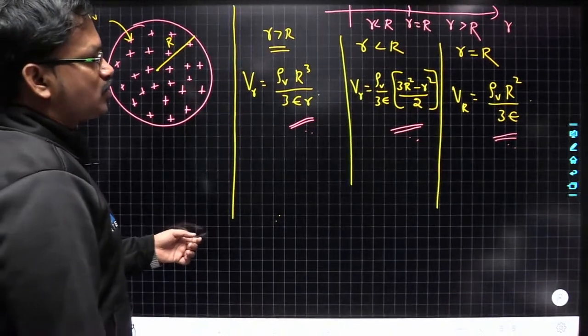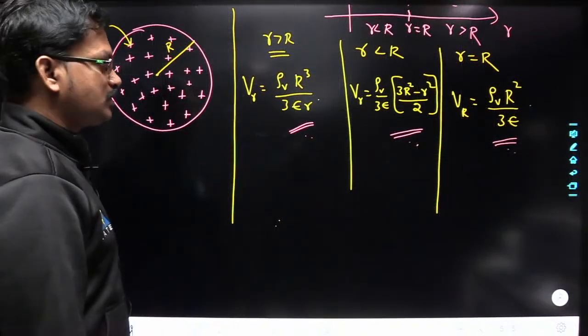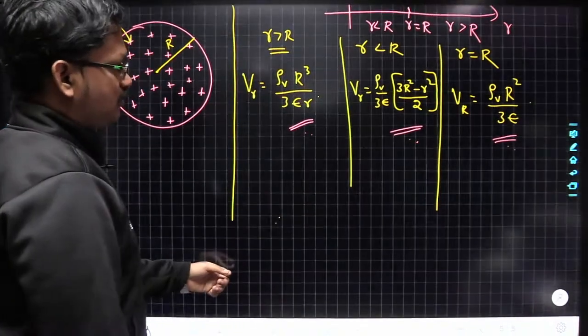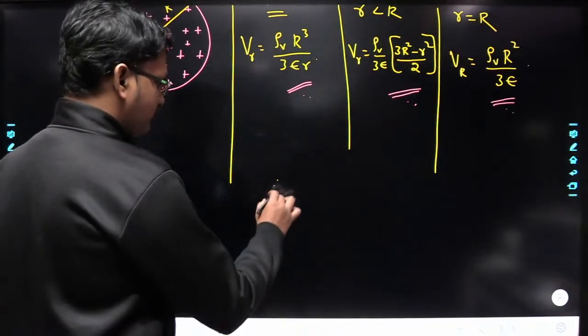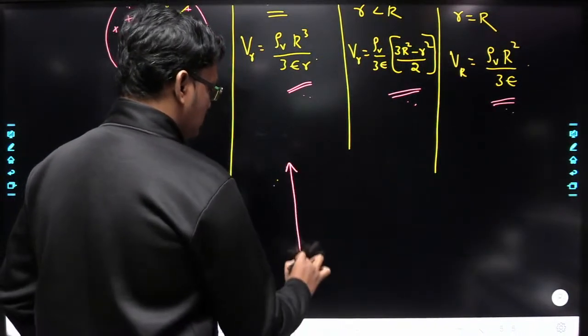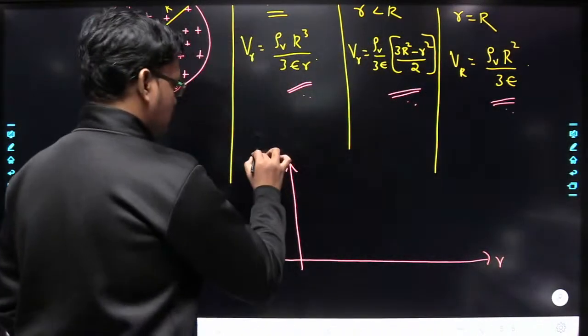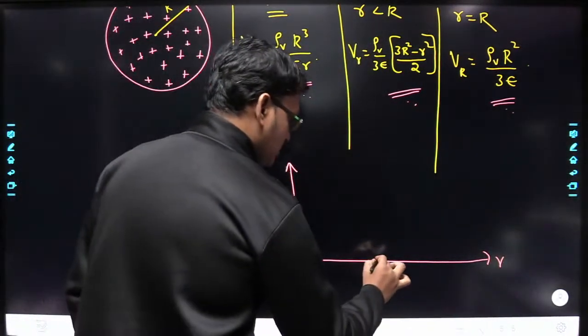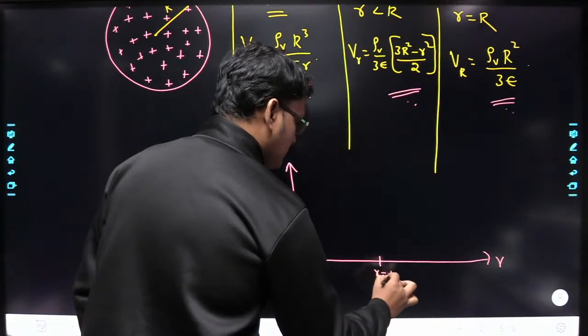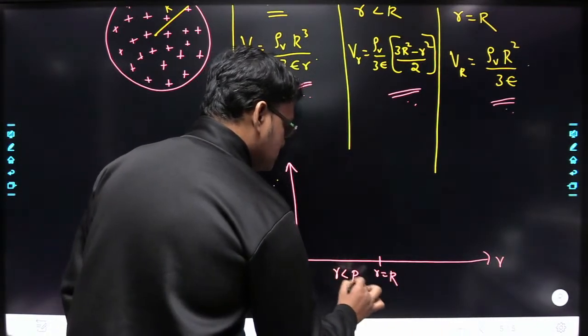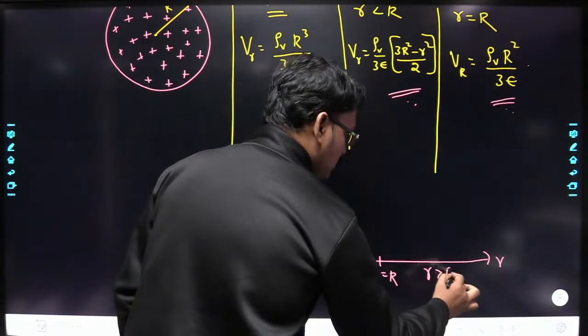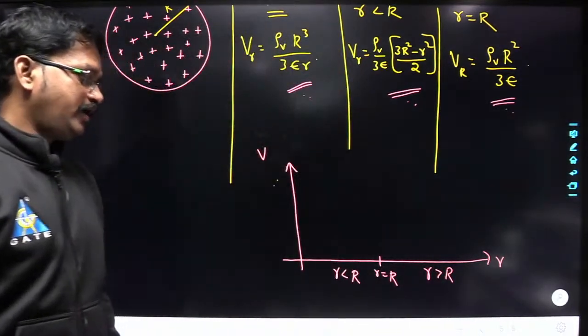Okay. So I hope all the expressions are correct, right? For this one, if we draw the graph, we have drawn the graph. So R, here this is potential. Here we have considered R equal to capital R. So this region is R less than capital R and this region is R greater than capital R, right?